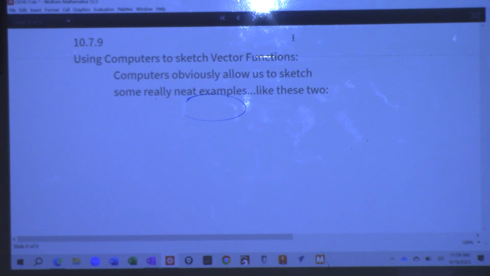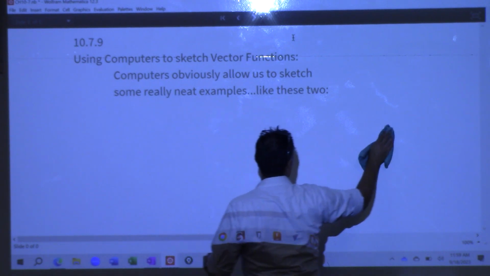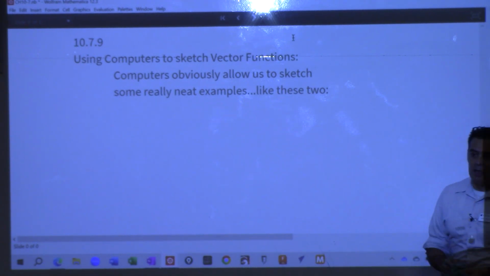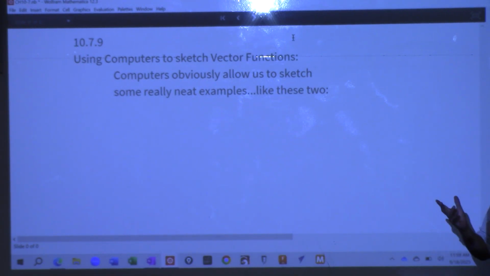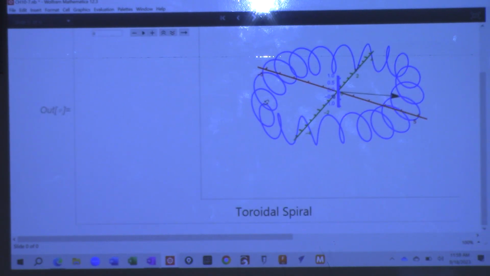All right, now when it comes to graphing vector functions, really hard to do by hand, just generally speaking. If it's a line, sure, we can do it. But if it's something crazy, computers can do that for us. So here are some examples that I typed into a computer. This one right here is called a toroidal spiral.